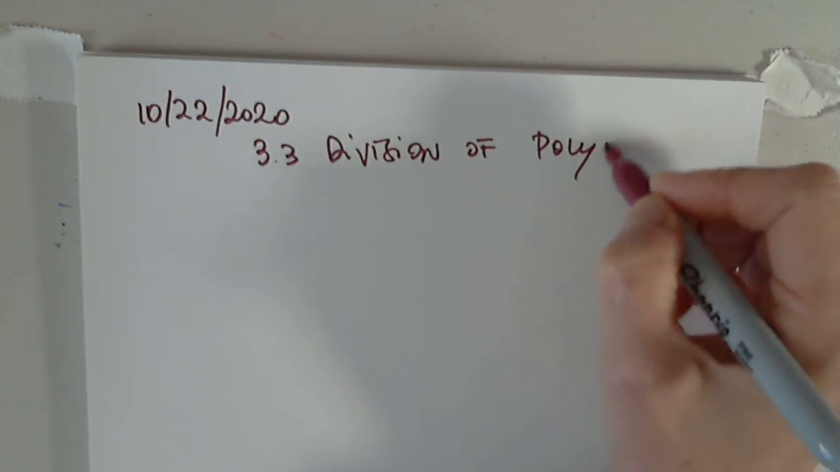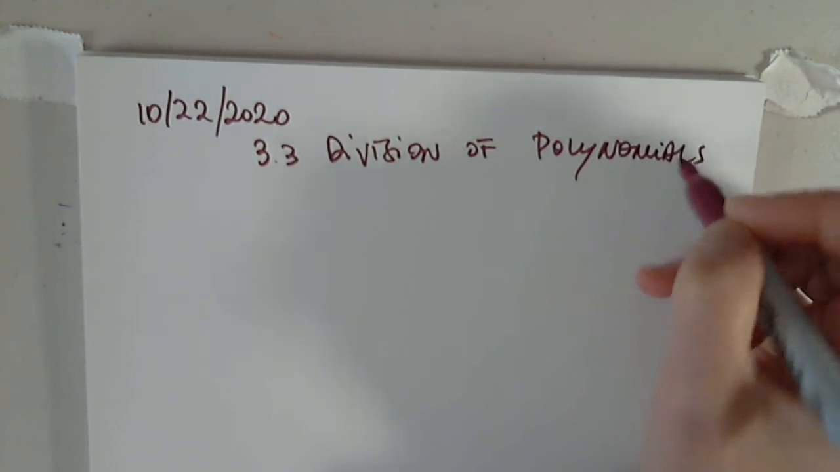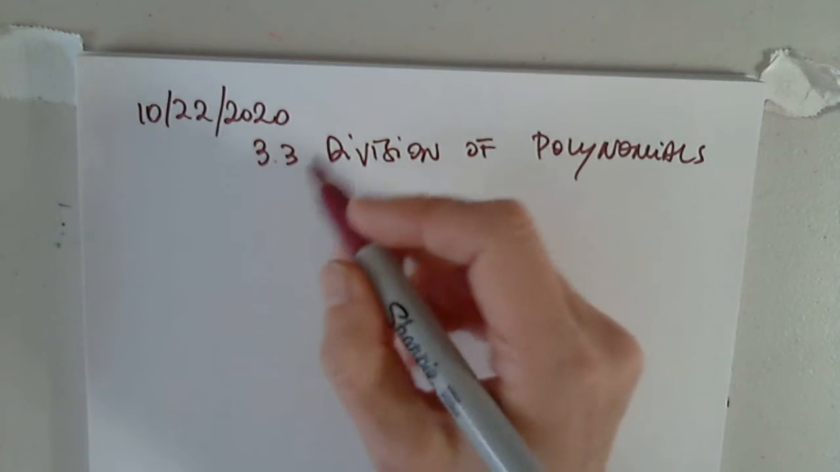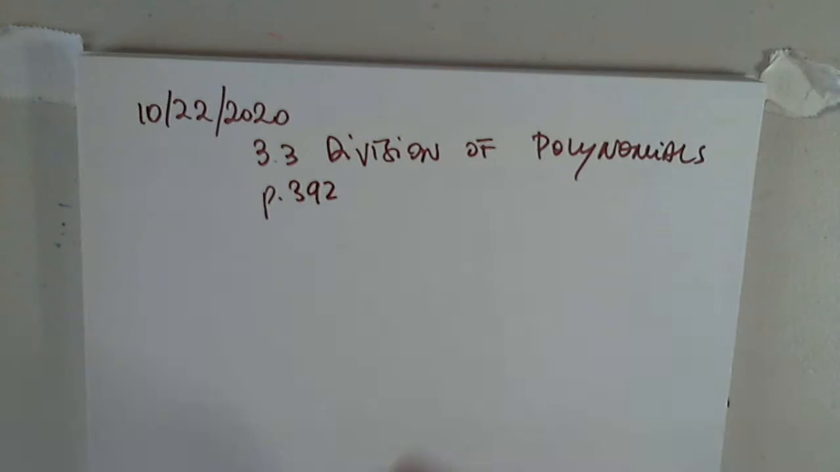of polynomials. We are on page 392. We only had one division of long division. Please choose anything else, and I'll tell you, you can choose from 1 through 32 on this page, anything you want.